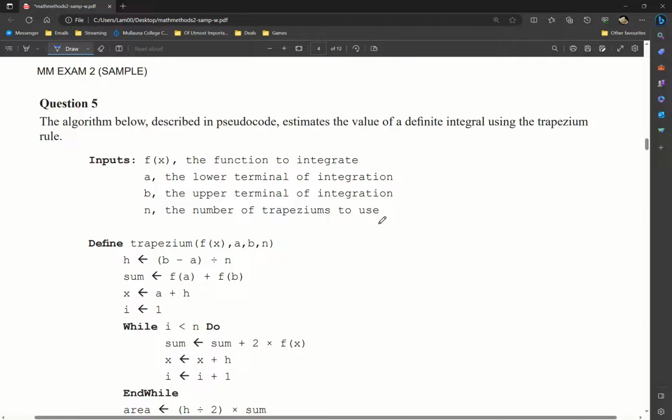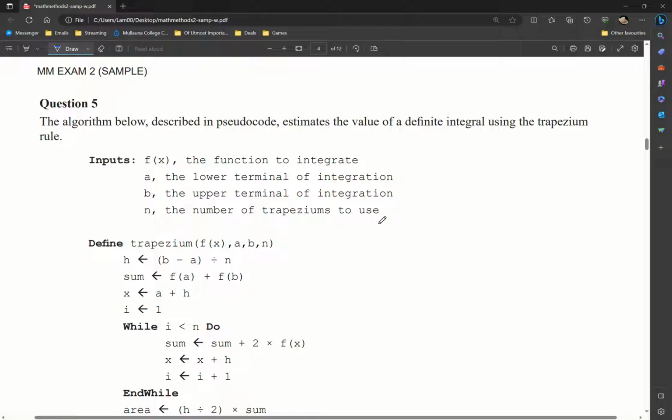Focusing on question 5, the algorithm below, described as pseudocode, estimates the value of a definite integral using the trapezium rule. The beauty of this is that you don't really need to know what the trapezium rule is. It's already given to you, you just need to know the context. That'll help you immensely. Consider the algorithm implemented with the following inputs, where trapezium, bracket, and then you've got ln x, 1, 3, and 10. The value of the variable sum after one iteration of the while loop would be closest to what?